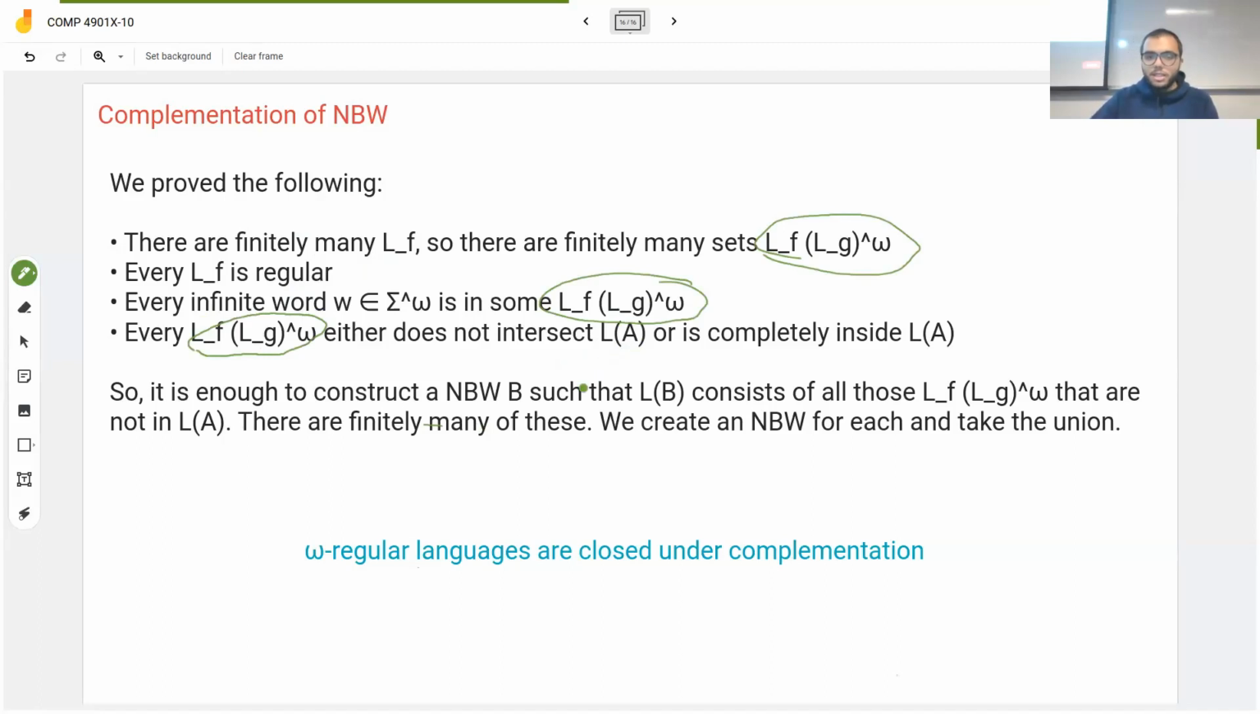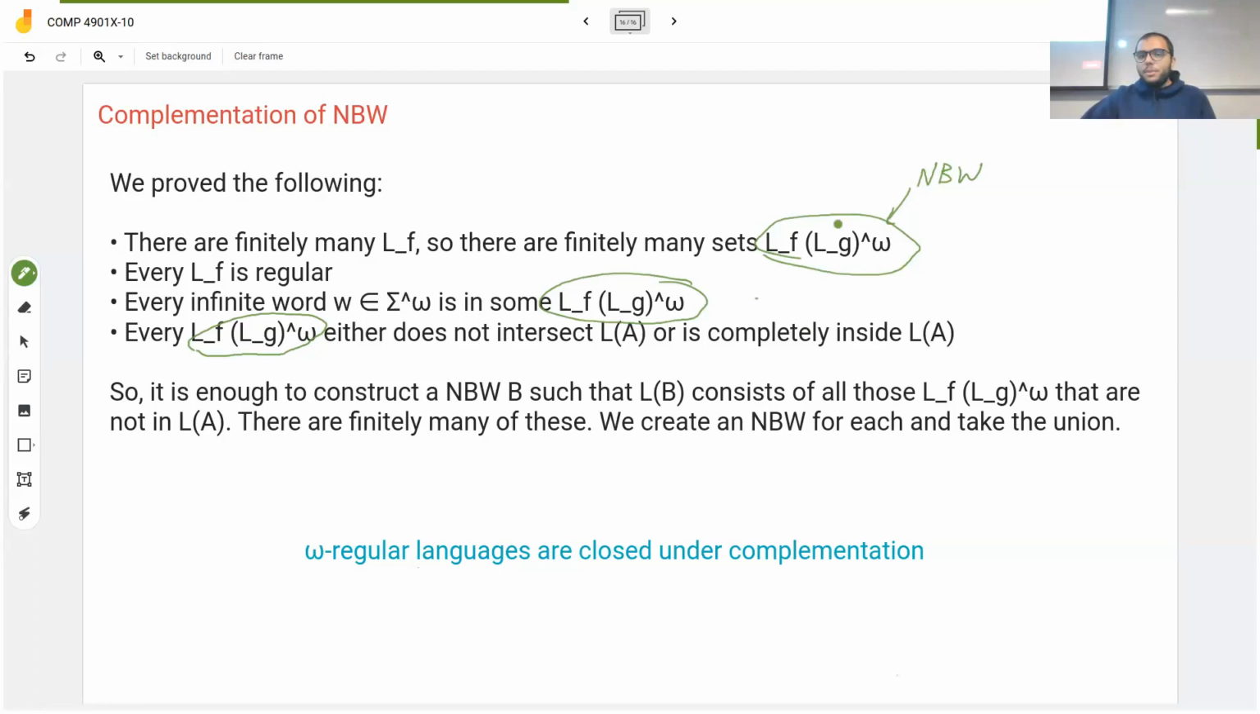So great, I can now create another automaton B. Basically, what I do is go over all sets of this format, and since I have finitely many of them, I can go over all of them. For every set of this format, if it's accepted by A, I don't put it in B. If it's not accepted by A, I put it in B. But of course, when I want to put it in B, I have to be sure that I can create an NBW for this. I can say that my NBW B is just the union of all the NBWs for sets of this format that were not accepted by A.